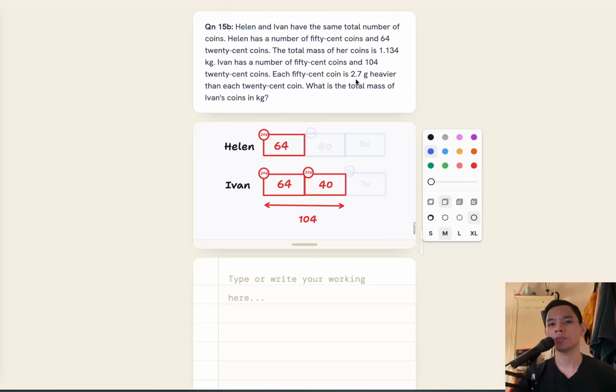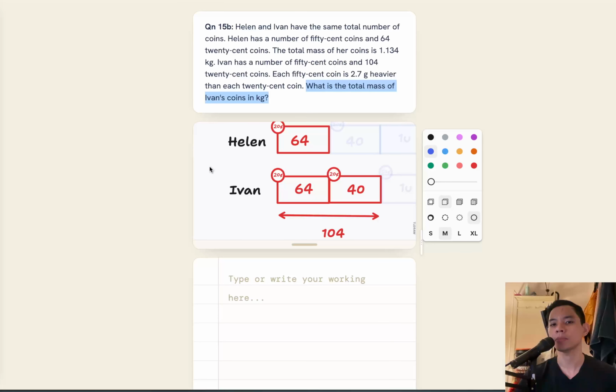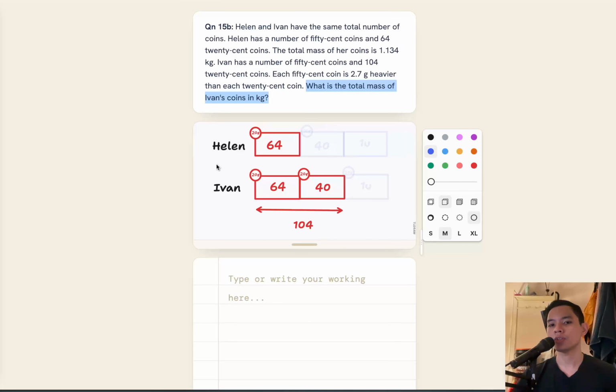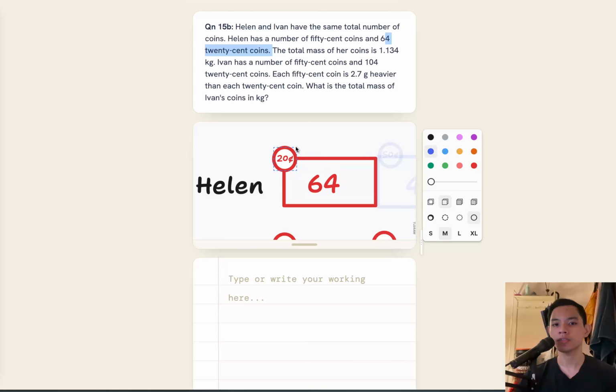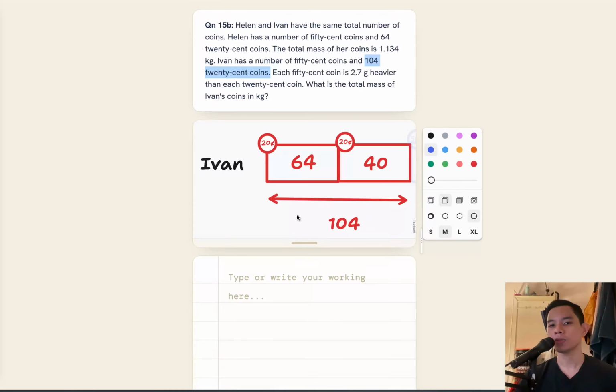All right, so question 15 part B. Each 50-cent coin is 2.7 grams heavier than each 20-cent coin. What is the total mass of Ivan's coins in kilograms? In this case, I've drawn a model, and we know that Helen has 64 20-cent coins. Then Ivan has 104 20-cent coins.